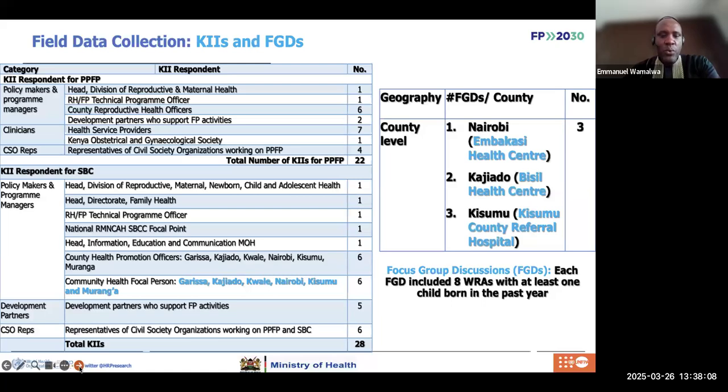We talked to 22 key informants for PPFP and 28 key informants for SPC. Key to note that the key informant tool allowed respondents to score, which gave scores like you saw in the Uganda presentation, but there were also some qualitative insights, which I'll summarize after.